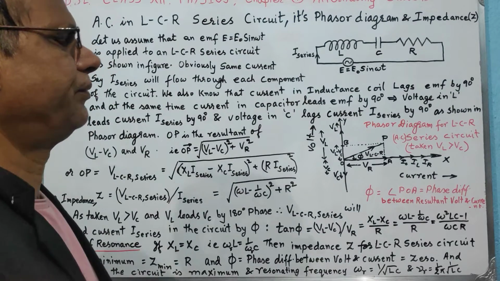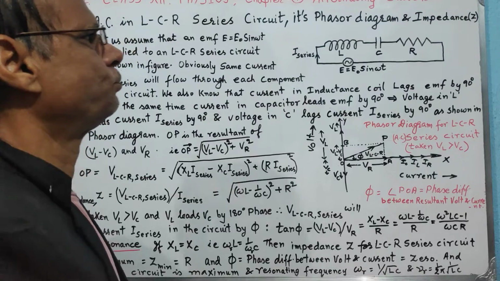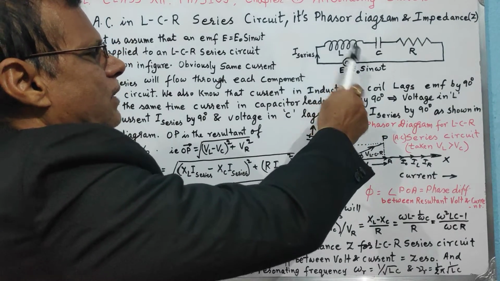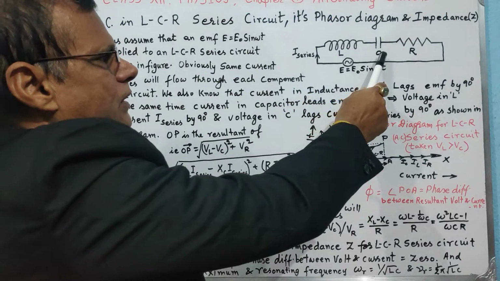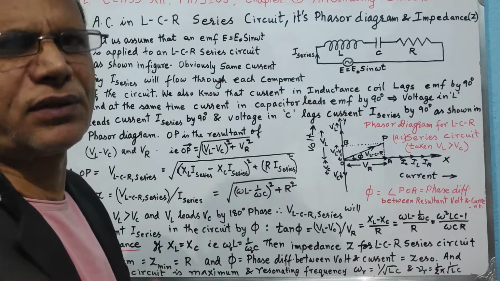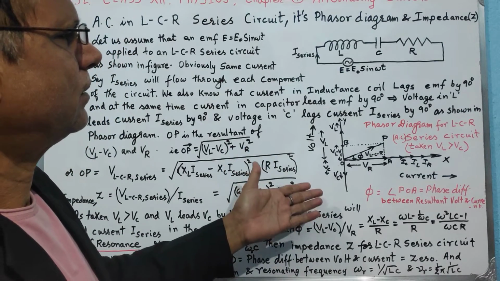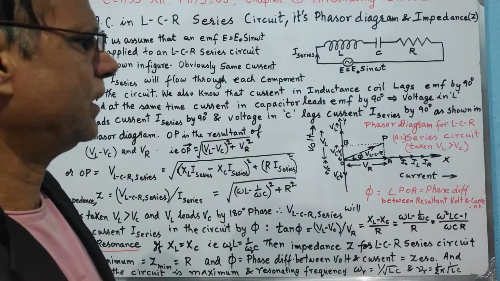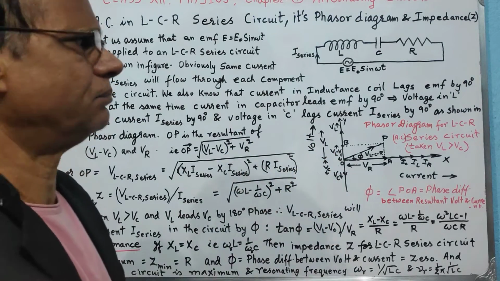Now here, if we also assume further that the potential drop across the inductance coil is greater in magnitude than the potential drop across the capacitor, this is for the sake of our convenience. Then we are in a position to proceed to understand the phasor diagram.